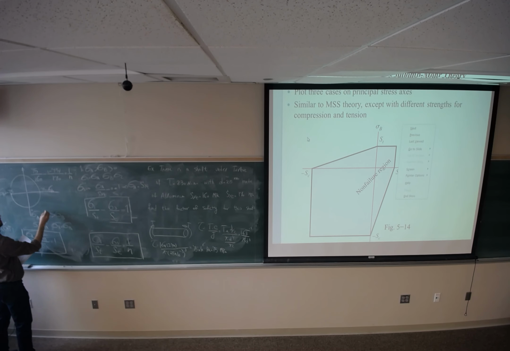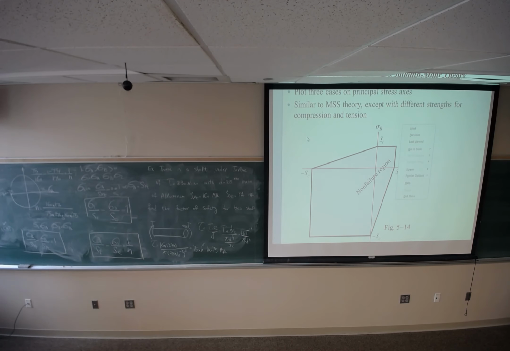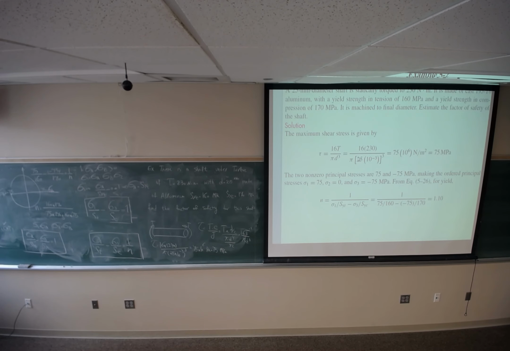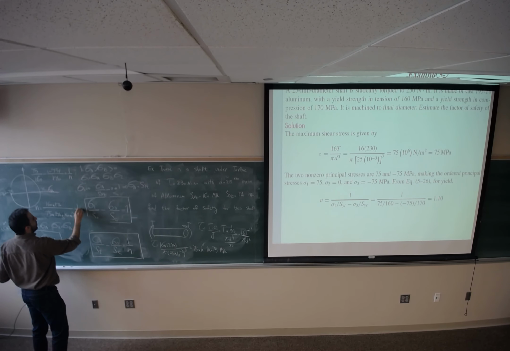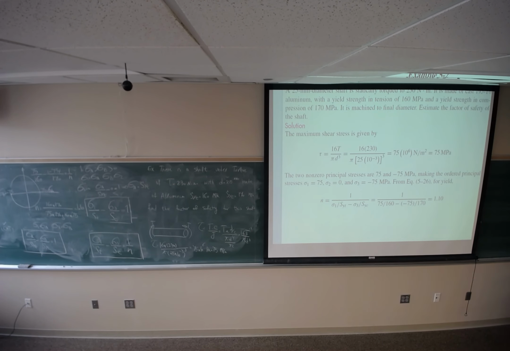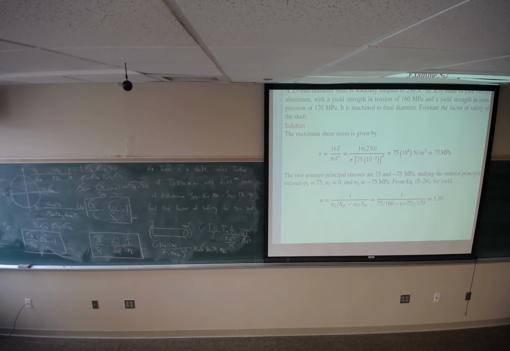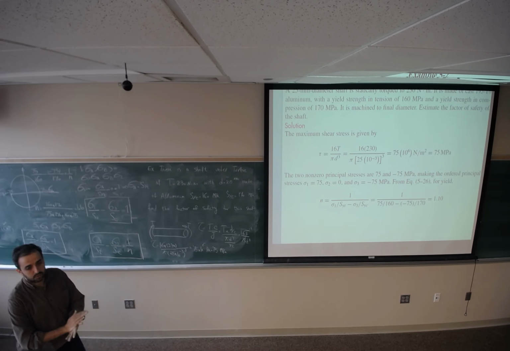Solve for n: 160 times 170 divided by 75 times 170 plus 160 times 75. It's going to give the factor of safety, which is 1.1. So this is how this method is going to work. I will post the homework by tomorrow. This is due next Thursday.